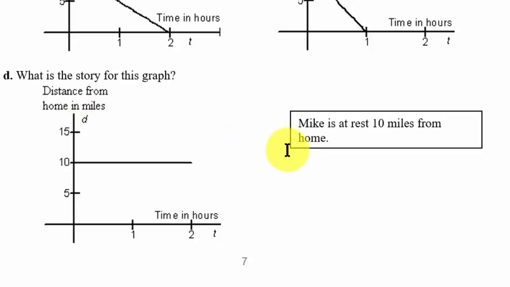If you're a creative writing major, maybe you want to spruce this story up. On a cool summer day, Mike sits in the blissful cafeteria at the Brookdale dining hall 10 miles from home. That's fine. But I don't have a creative writing background, so I'll just simply write, Mike is at rest 10 miles from home for at least these 2 hours.